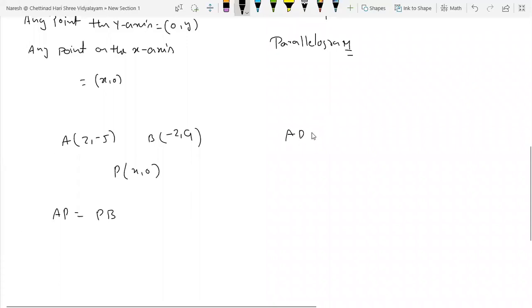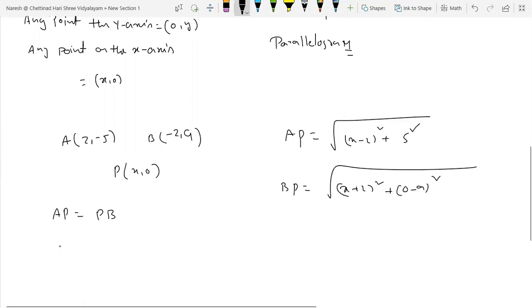Find the AP value. AP is equal to root of (x minus 2) whole square plus (0 minus of -5, that is 0 plus 5) square. And the BP value: (x minus of -2, that is x plus 2) whole square plus (0 minus 9) whole square.